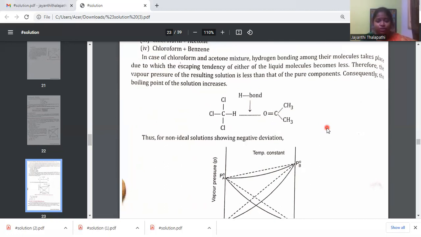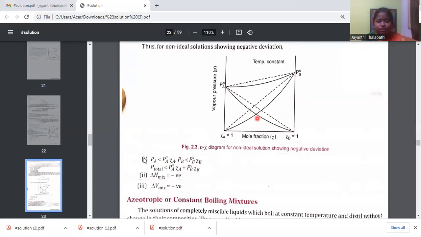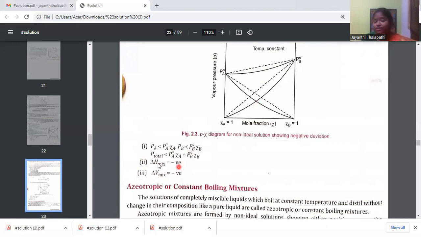Among the intermolecular forces, right? So that's what non-ideal solutions are. Here P total is lesser than that of the pure components, which means delta H mix is negative and delta V mix is negative. In the next class we'll see azeotropic mixtures. Bye.